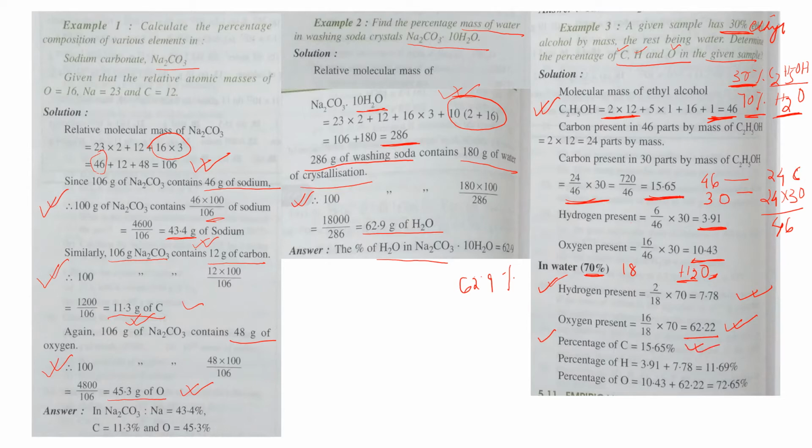Now percentage of hydrogen here, from ethyl alcohol also I am getting something. For ethyl alcohol it is 3.91 and for water it is 7.78. So 3.91 plus 7.78 is total 11.69. Now percentage of oxygen from ethyl alcohol I am getting 10.43 and from water I am getting 62.22. So add this, 10.43 plus 62.22, total is 72.65. Have you understood?